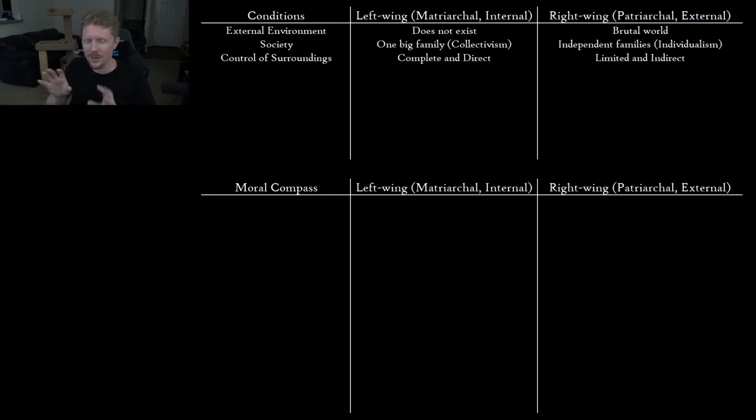And so I've talked about the complete versus the limited, not so much exactly what the direct and indirect mean, but that'll come up in a later video. And I'm going to jump down here to somewhere in the middle of the moral compass, because it's basically the same thing, just stated differently. And that is the level of ambition that each side has towards achieving its goals.